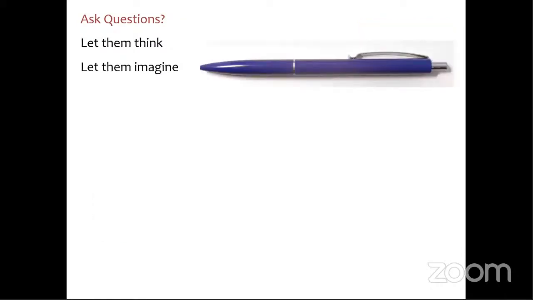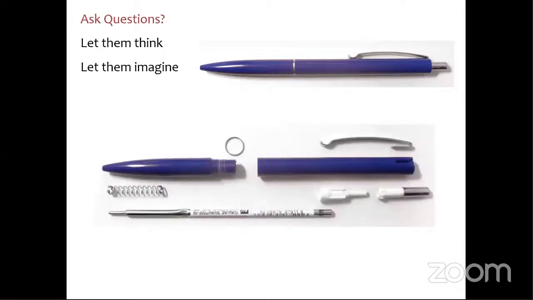Suppose I'm showing them a pen and I ask them, can you imagine the pen is a machine, and how many parts are there? Then again, they will start discussing. Okay, there are 4, 5, 6, 7. They come up with different numbers. Okay, so then show them.